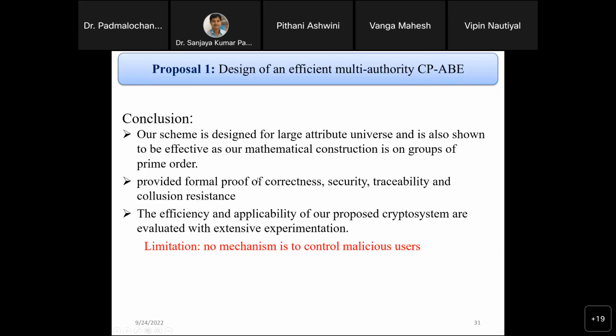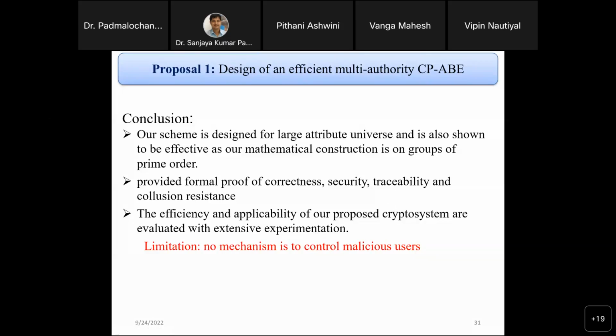And proofs of correctness, security, traceability, those are there. I do not show those formal proofs here. We have the theorems and proofs for correctness, security, and so on. And applicability has been justified with extensive experimentation with varying attributes, observing the timing and complexity.